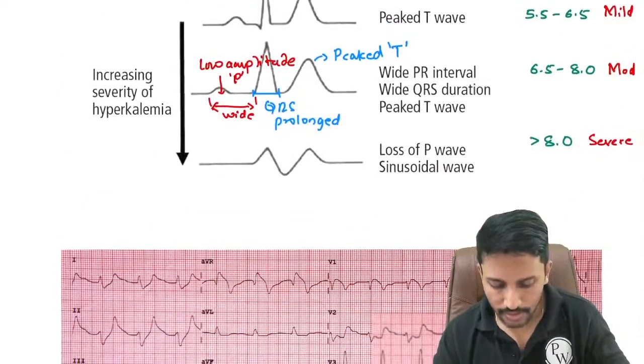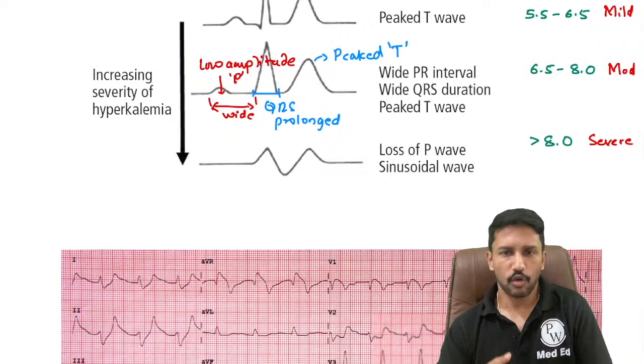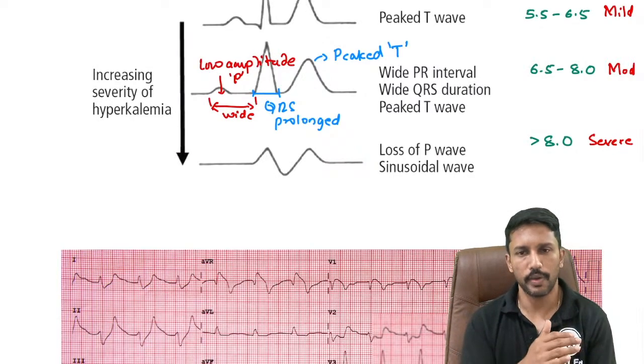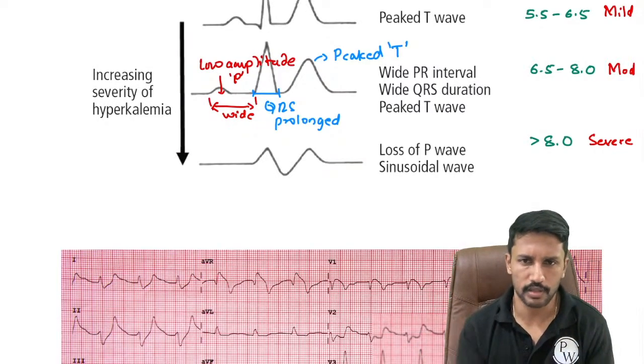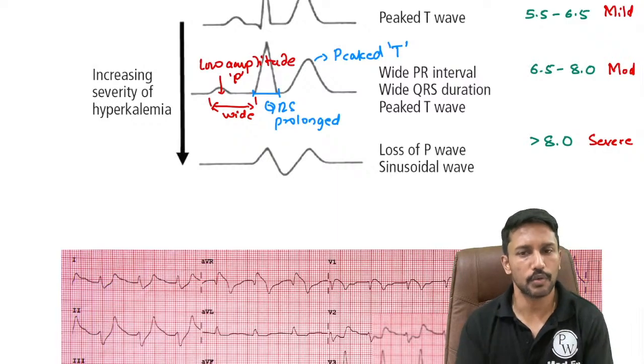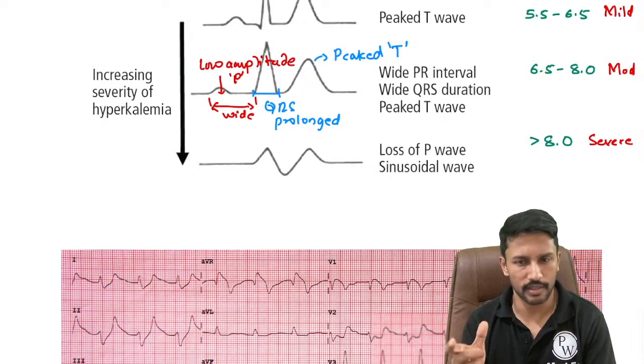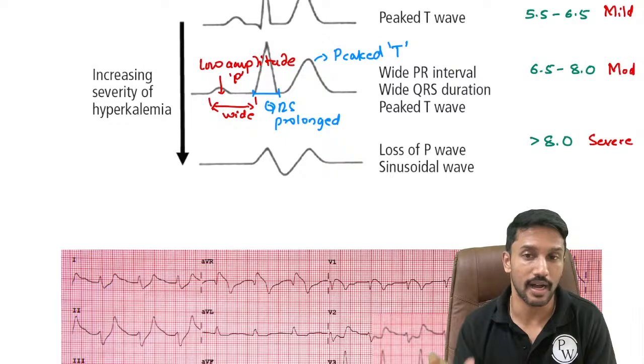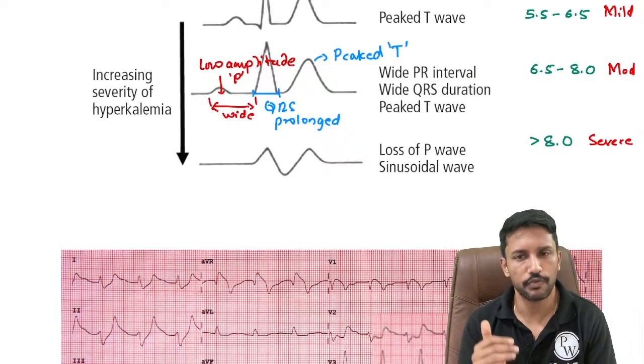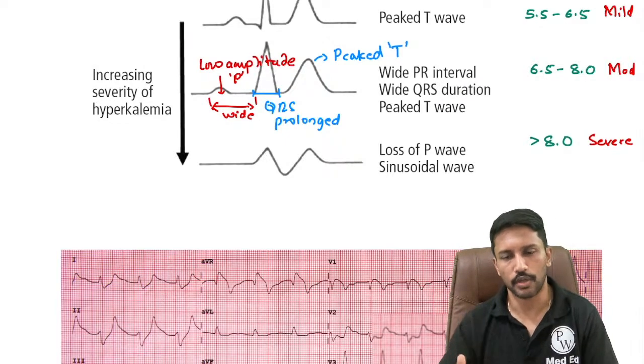Okay, so that's it about the electrolyte abnormalities. On this topic, I would urge you to go to the QBank of whatever resource you're following, the books or the MedEd app, and solve the questions on the ECG and electrolyte abnormalities, because this is a repeatedly asked template. And I will also be sharing a few MCQs on this note, which you can solve.